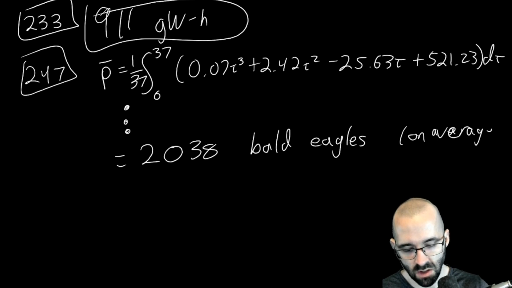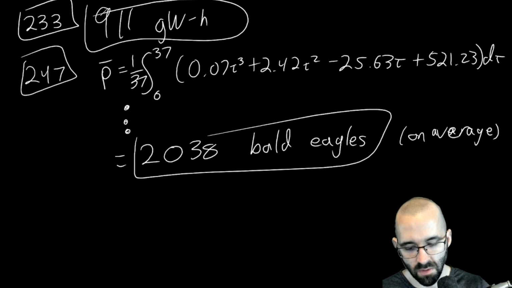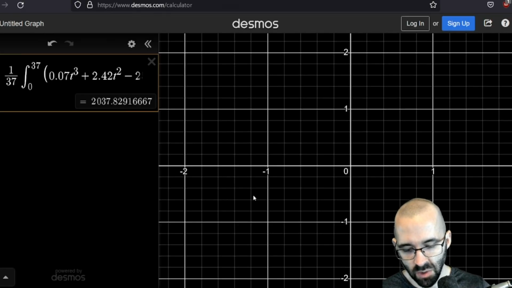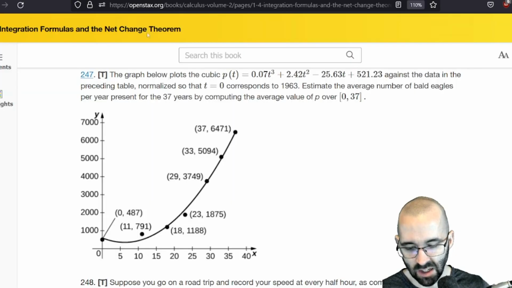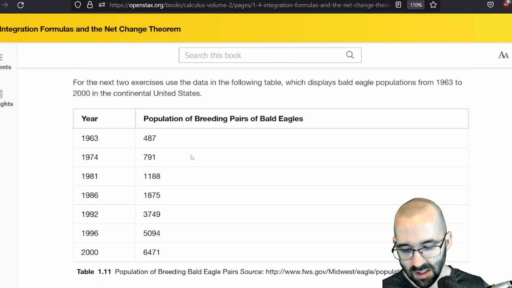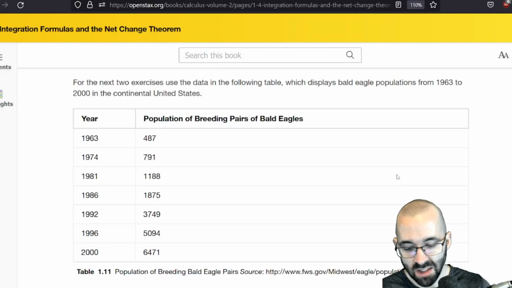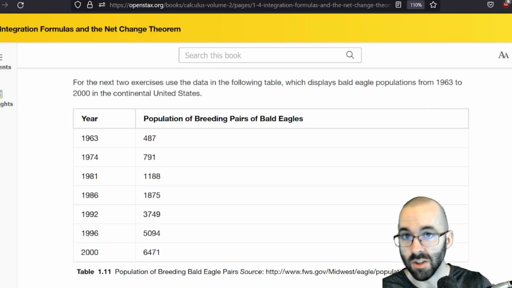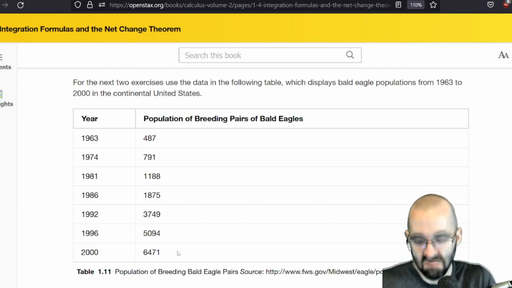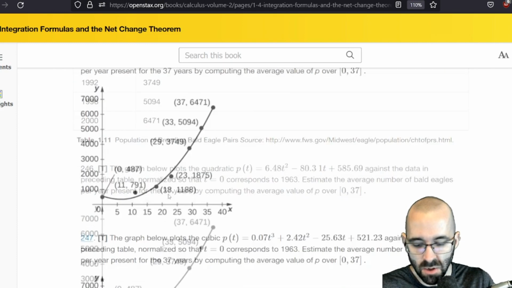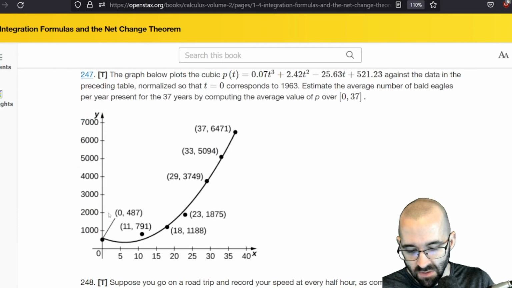Average. Between, what are the years that we're looking at? Between 1963 and 2000. And hopefully this should make sense. Do we think that on average there's 2,000 looking at this data? Sure, 2,000 seems believable. Graphically, 2,000's right here.